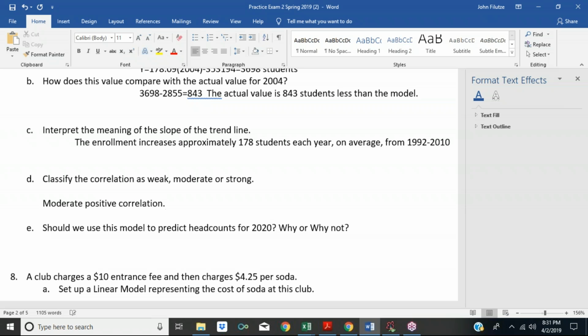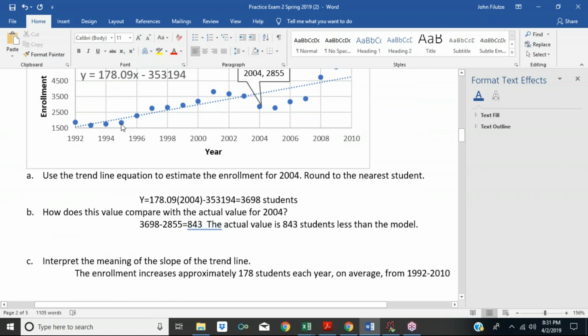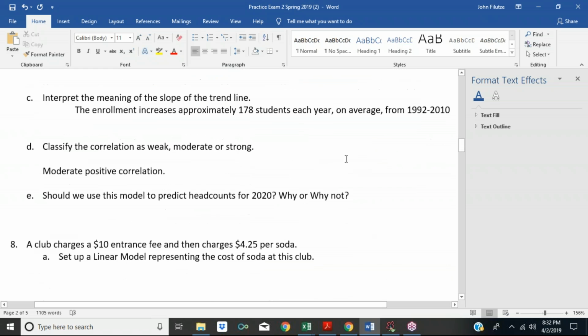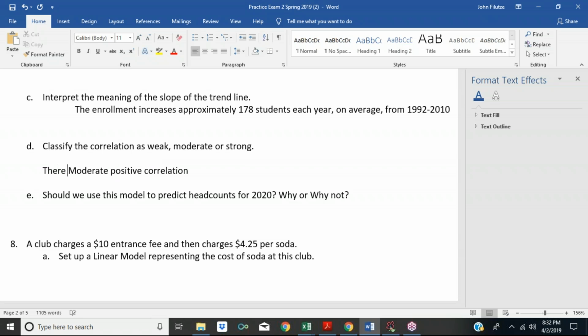So that's how we would describe the correlation. It's moderate because the dots are pretty close, but they're not super close. And then we'd say it's positive because it's increasing. So those two pieces: moderate, positive. And you'd want to describe this a little bit better. I'm just giving you the bare bones here. You'd probably miss half a point on that. We want to more correctly write it in a sentence.